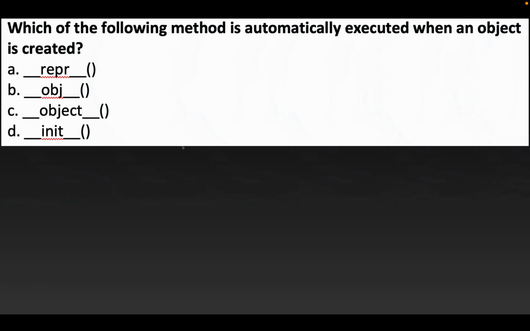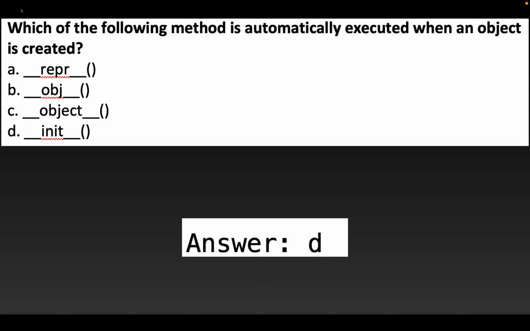So let's take the next question. Next question is saying which of the following method is automatically executed when an object is created. So whenever we create the object, it will call the constructor, and the dunder method or magic method which is used to call the constructor is our init method. So init method will automatically be called whenever the object is created. The output would be option D for this particular question.